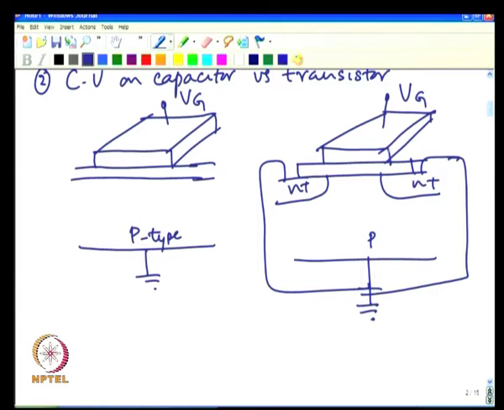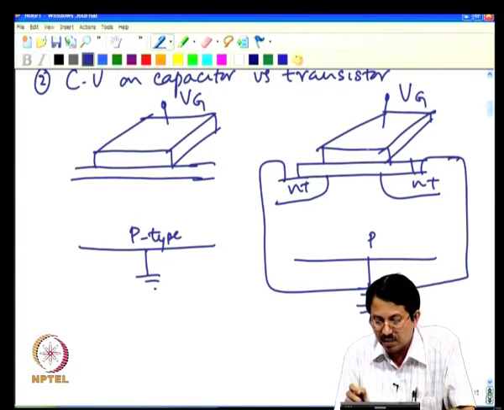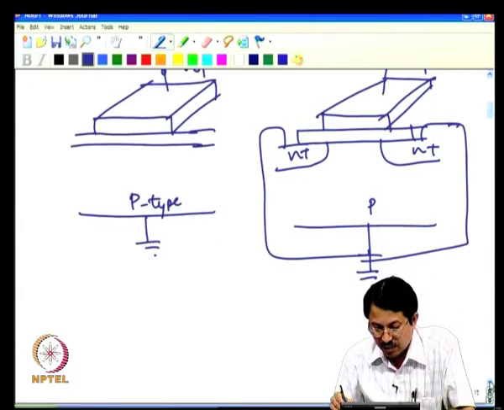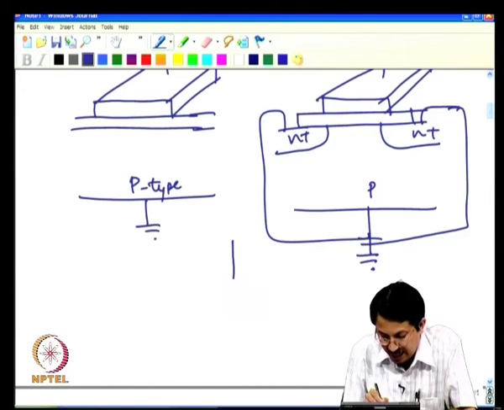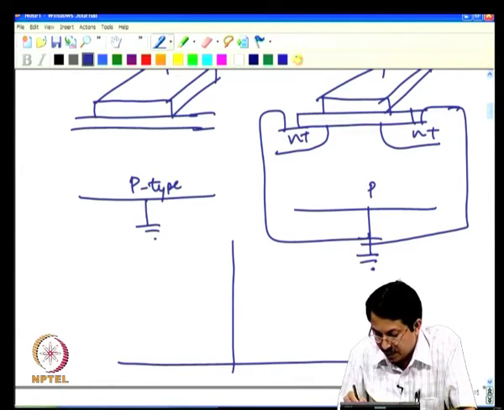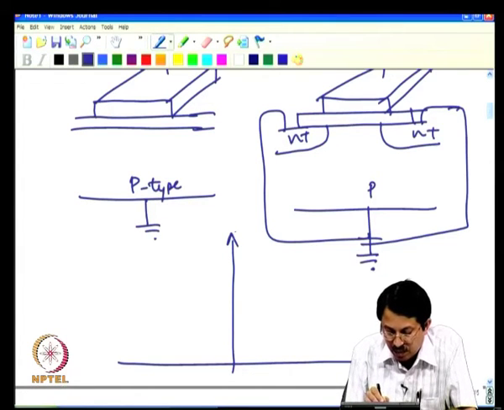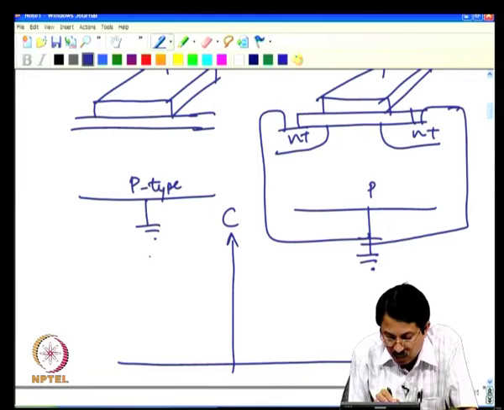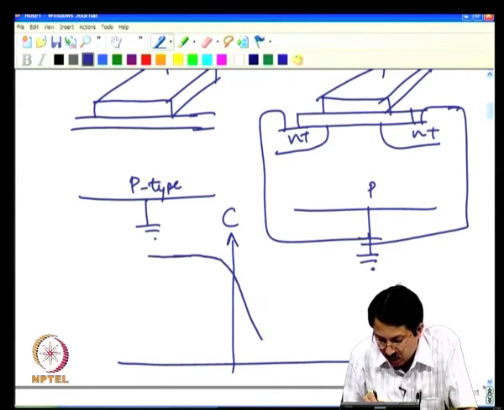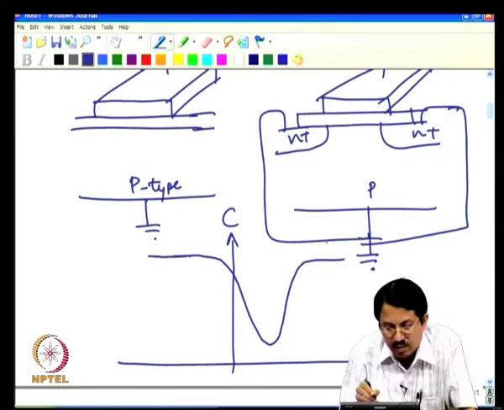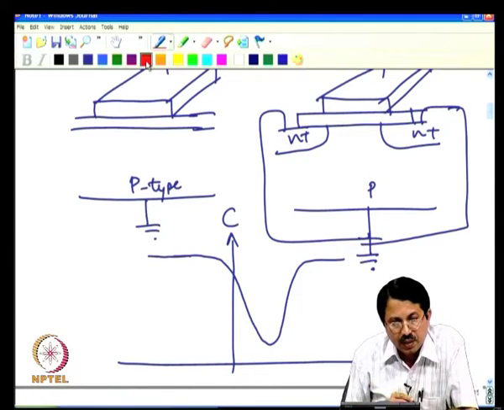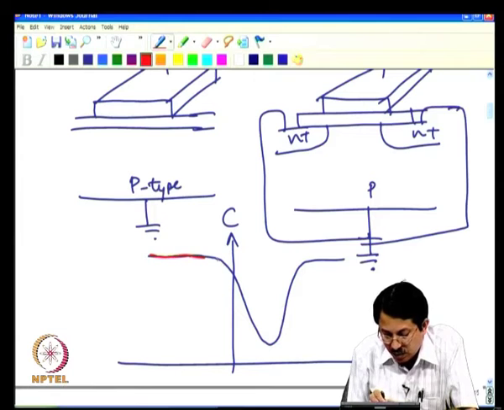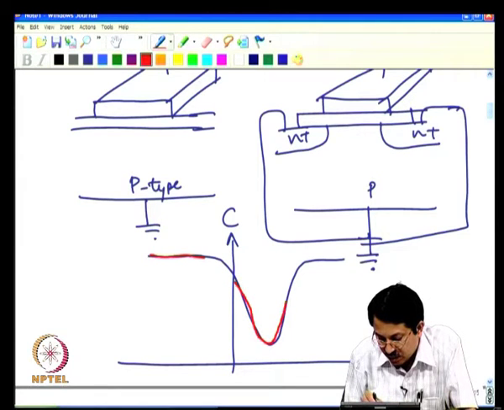Both have the same area, so you would expect the capacitances should be similar, because the capacitance is essentially governed by what is happening here. However, there is one very important difference that you have to keep in mind, and that is their behavior under high frequency characteristics. Let us say this is C. The low frequency capacitance, if you do an LFCV measurement on this structure as well as this structure, you get a curve which will be exactly identical. Let us say if this is the curve for capacitors, then your transistor curve will essentially overlap on top of each other.